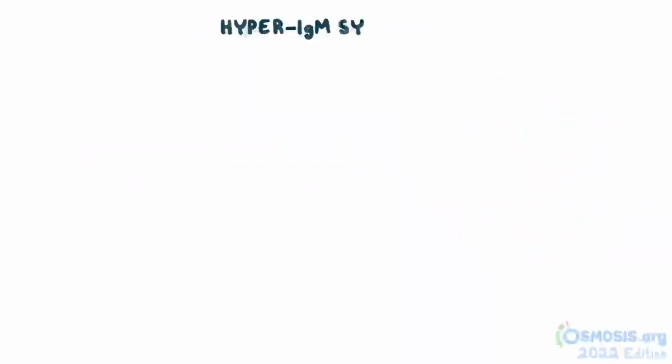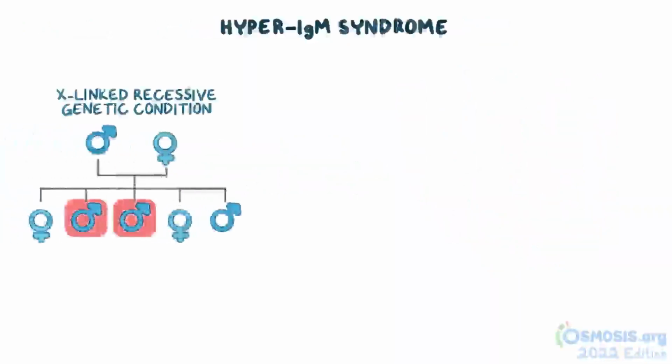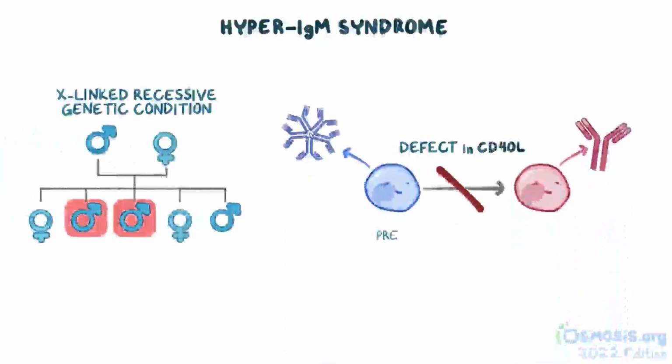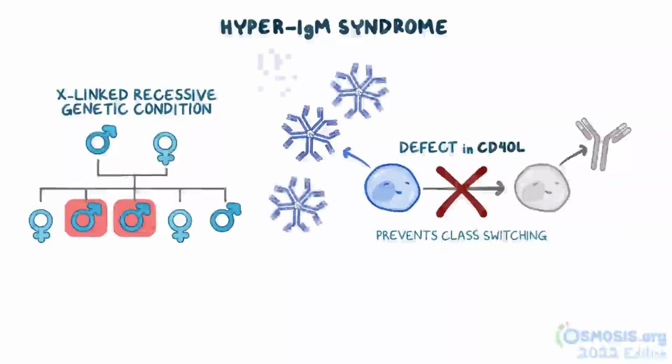Next is hyper-IgM syndrome. This is an X-linked recessive disorder caused by a defect in CD40 ligand or CD40L, which prevents class switching. This defect forces B cells to keep making IgM, which is the only form of antibody they produce before class switching.